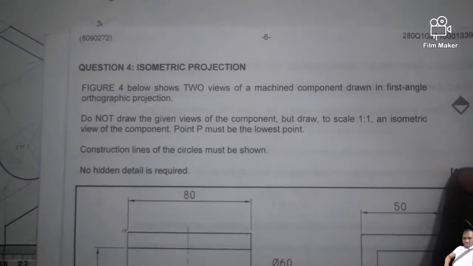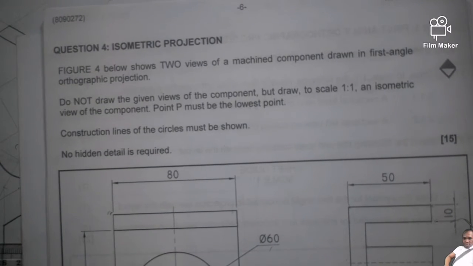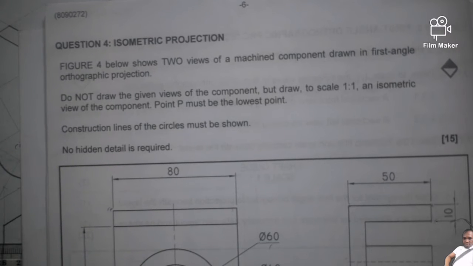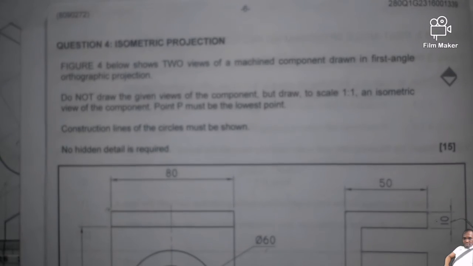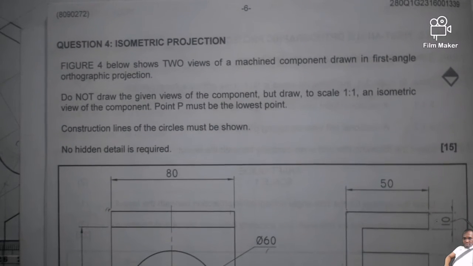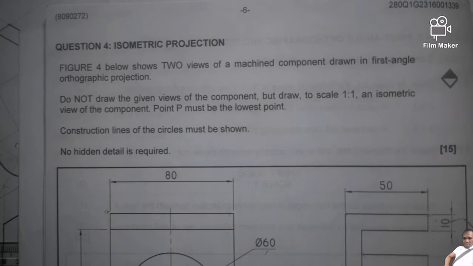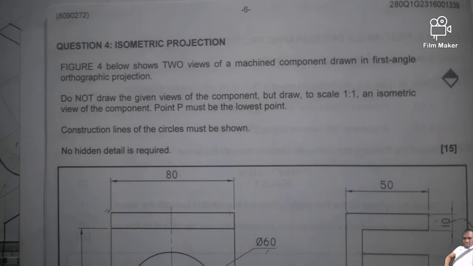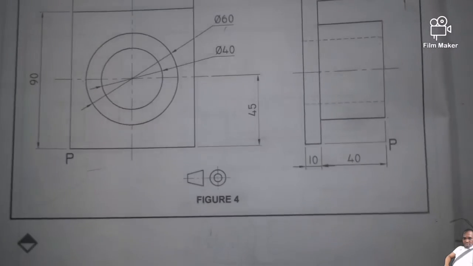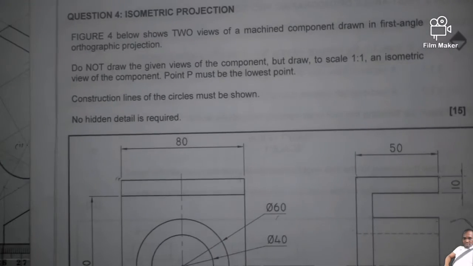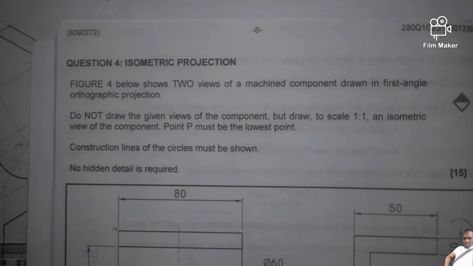Okay, so it is necessary for you to go through the question first, because you might find that the question or the instruction says, do not attempt question 4, please go to the next page. So it is very much important to read the instruction or the question. So question 4, isometric projection, and it's paying 15 marks. You see, it's paying 15 marks.